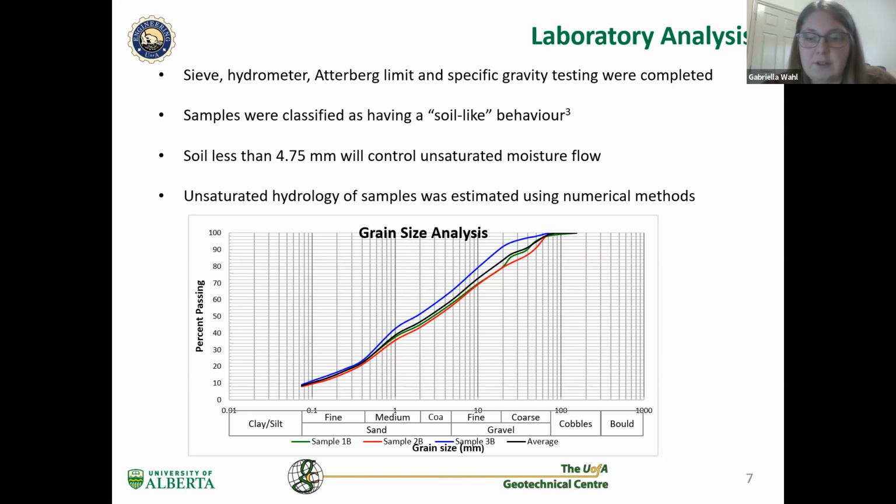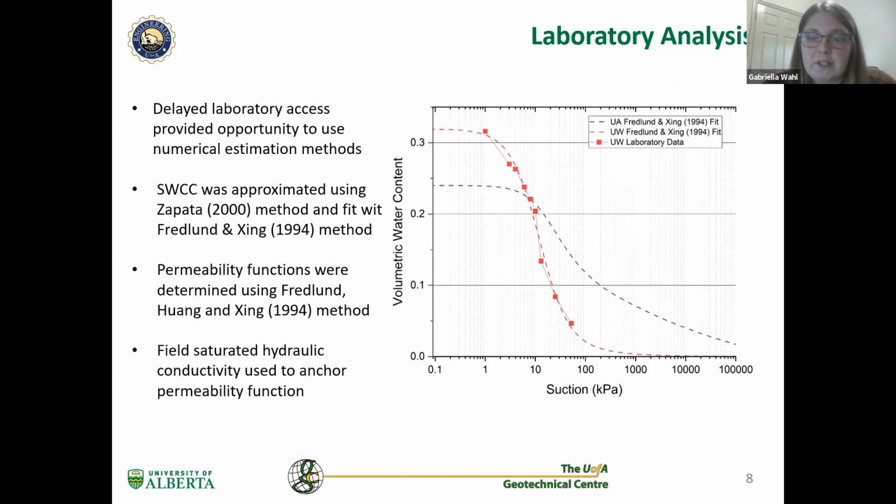conditions in situ. And so knowing this, it becomes necessary to measure the soil water characteristic curve, which shows you the relationship between the volumetric water content and the suction that occurs in these materials. Typically soil water characteristic curves are directly measured in a laboratory setting, but laboratory closures provided the opportunity for me to use numerical estimation methods to determine the soil water characteristic relationship based on previous laboratory analyses. For this work, I used the Zapata 2000 method available in SVFlux, and I also used this software to determine the permeability function as well.